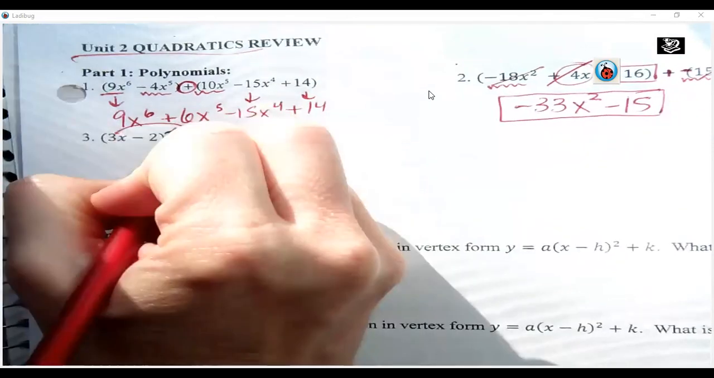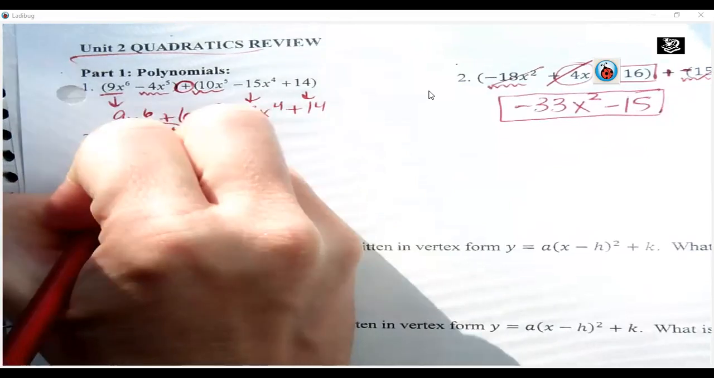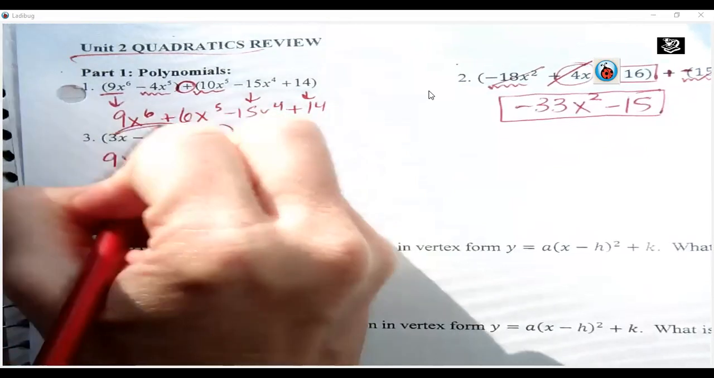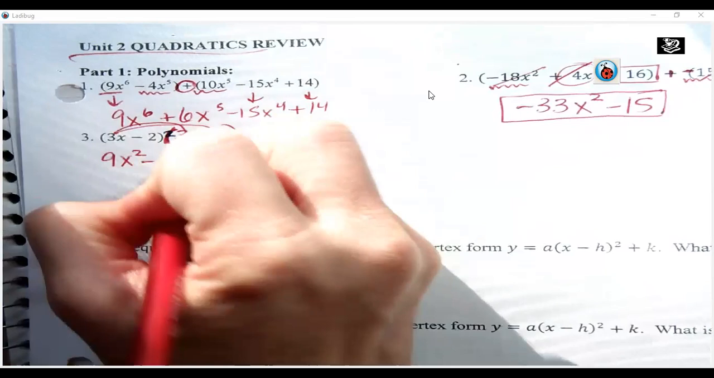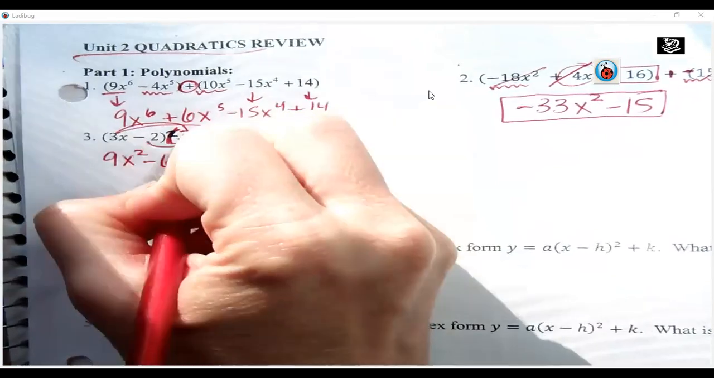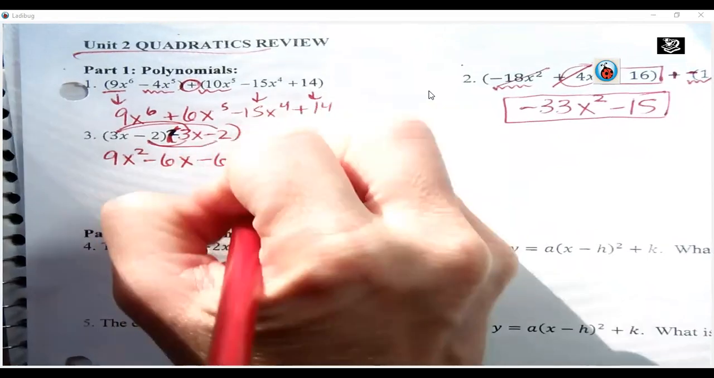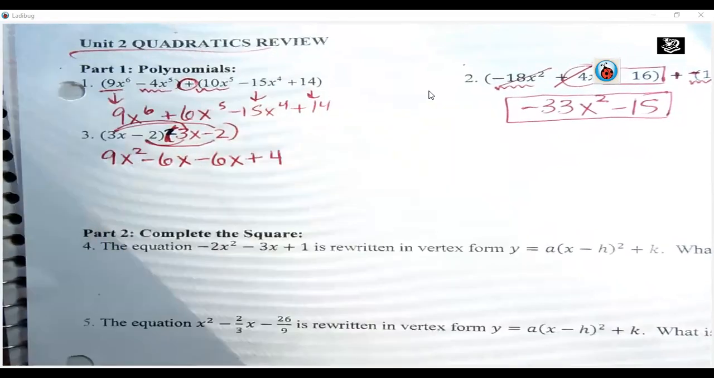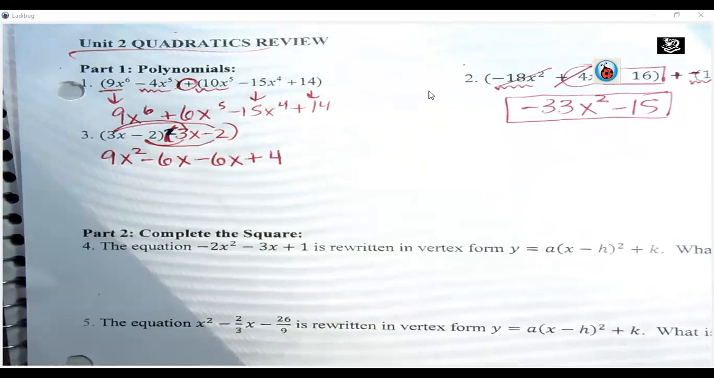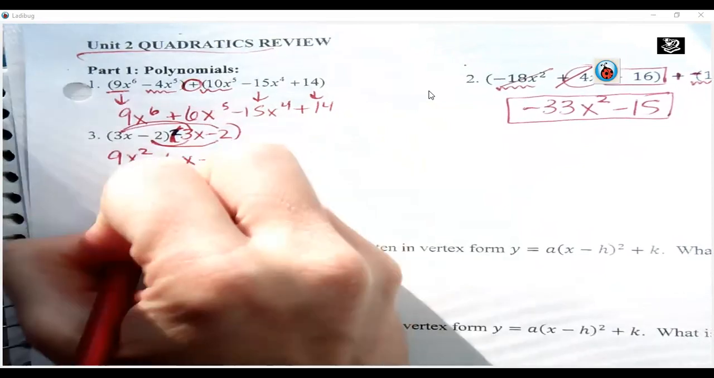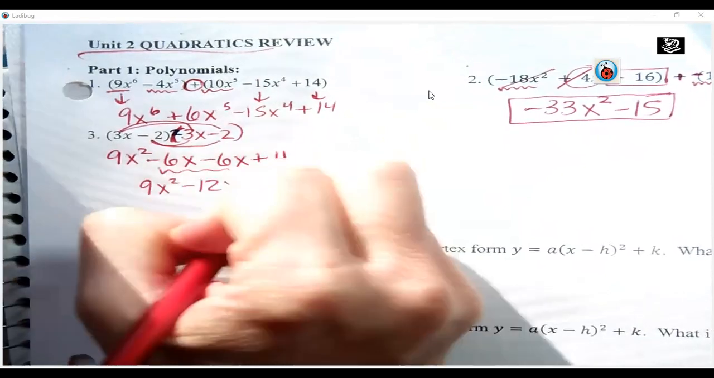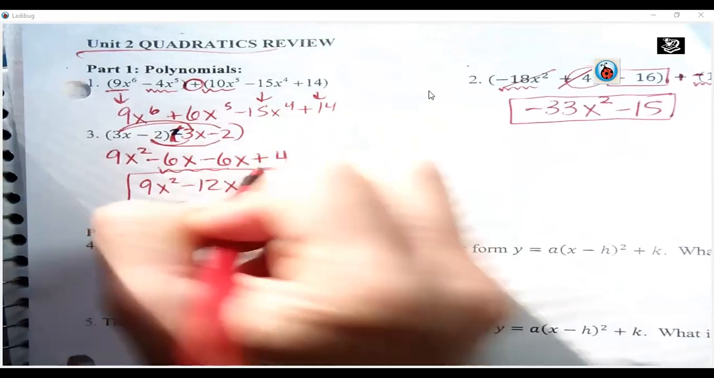3x times 3x is 9x squared. 3x times negative 2 is negative 6x. Negative 2 times 3x is negative 6x. And negative 2 times negative 2 is positive 4. Okay. All right. And one last step I can do on that one. Combine like terms. Good. So I get 9x squared minus 12x plus 4 as my answer.